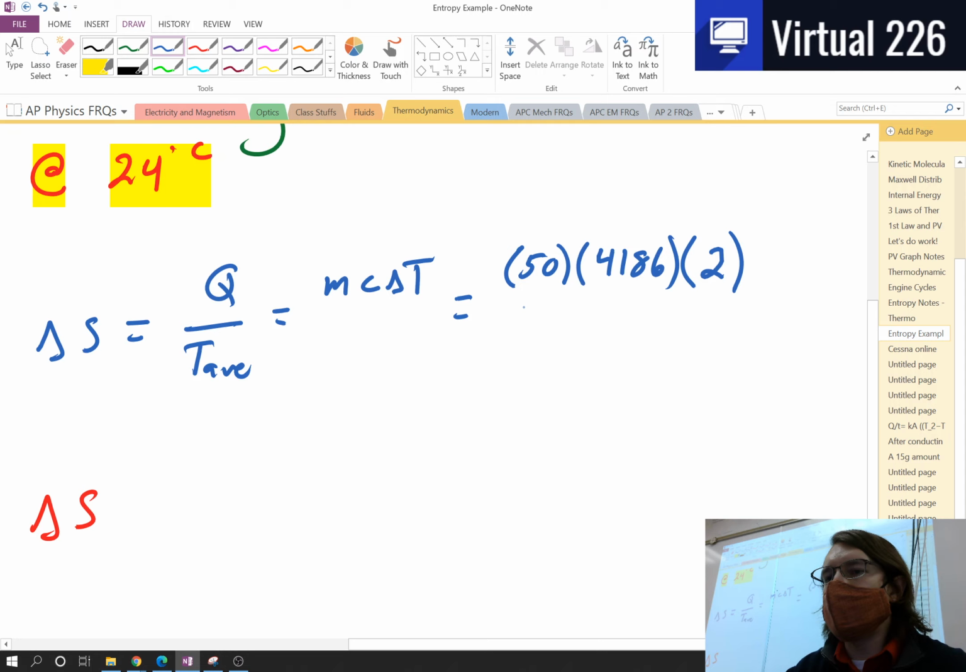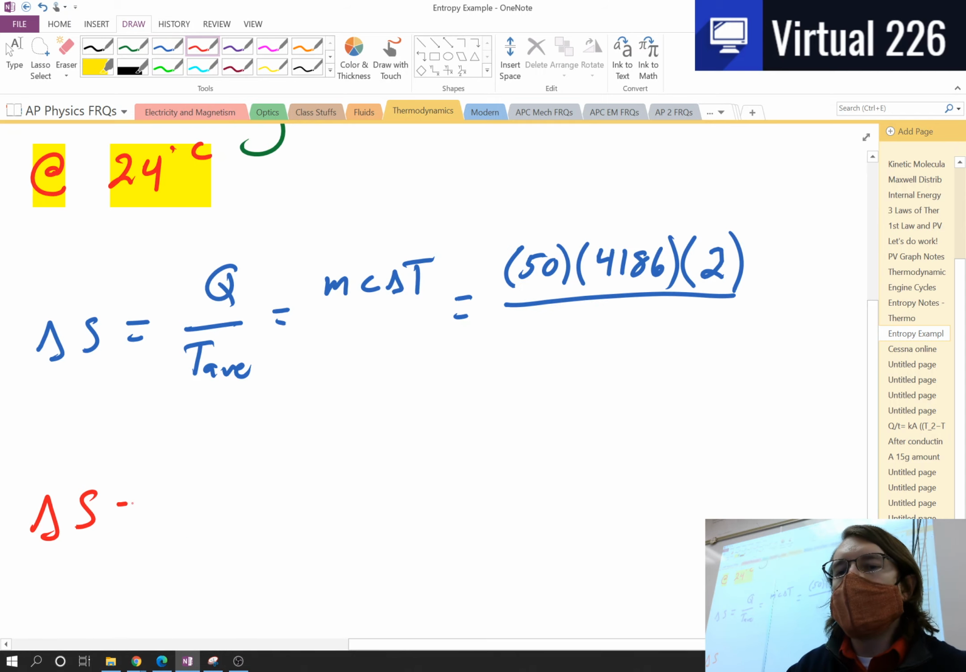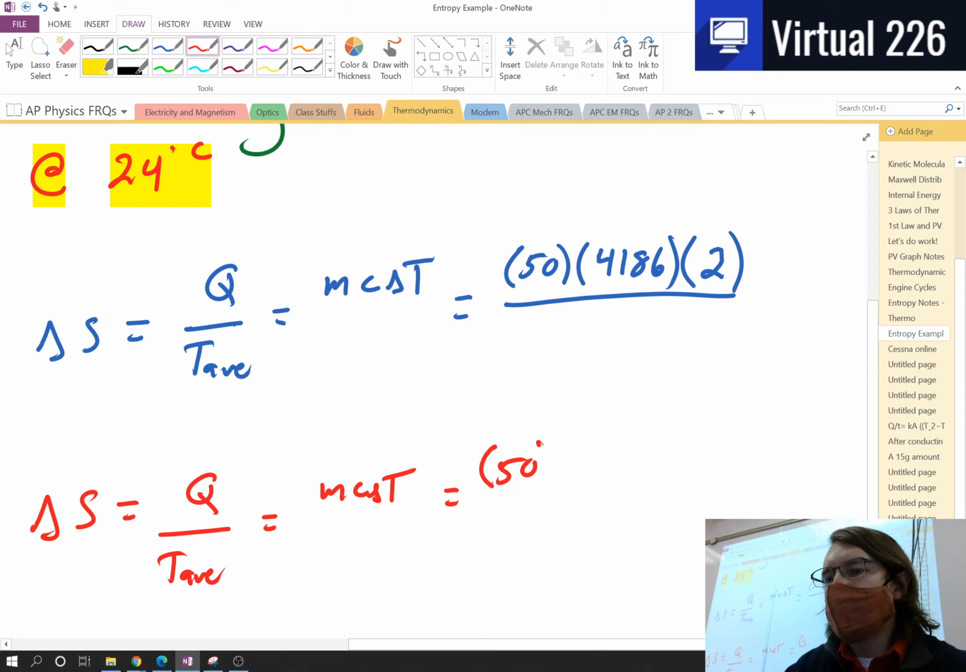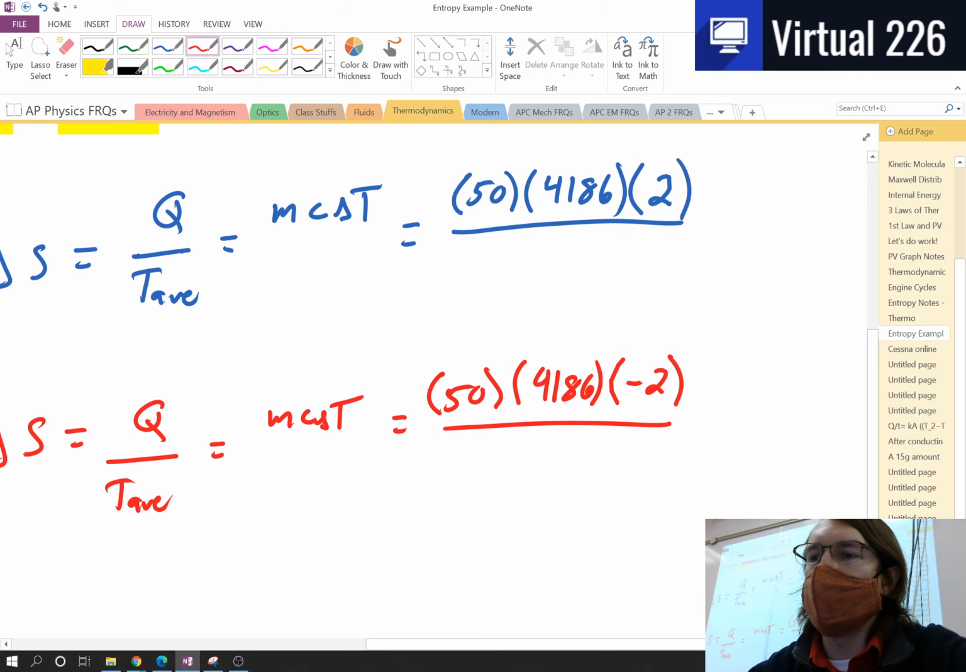We still have to divide this by an average temperature, but let's hold off on that for a second. If we do the same thing down below for the hot water, Q over T average, we're going to get MC delta T, and that's going to be the 50 kilograms of water times 4,186, because we're in kilograms, because that's the specific heat of water. And then in this case, our final minus initial is 22 minus 24, which gives us negative 2. And this will be divided by some average temperature as well.